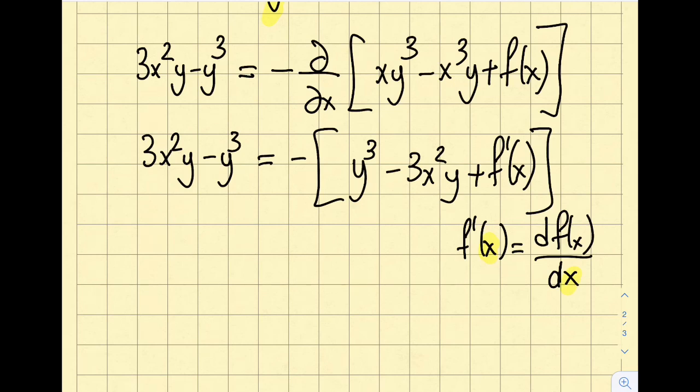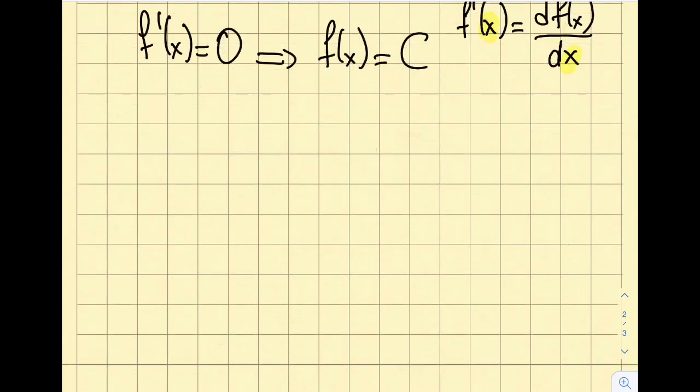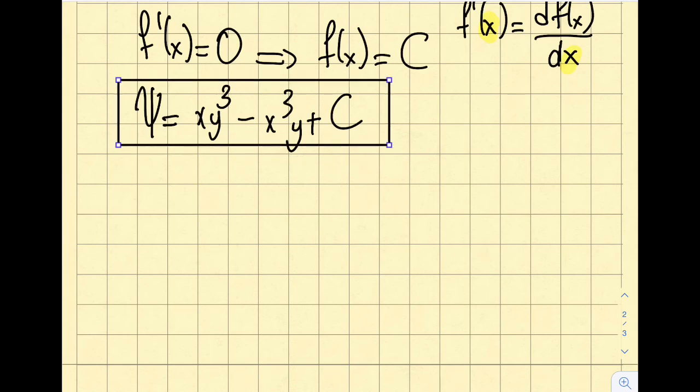If I look at this equation, you can see these y³ terms will cancel each other because there's a minus in front of it, and these two terms also cancel each other. So from here I get f′(x) equal to 0, and we have practiced this before as well. From here I get f of x equal to a constant value c. Now I'm going to insert f of x equal to c into the stream function equation, and I will get xy³ − x³y plus a constant c. So this is my equation for the stream function.